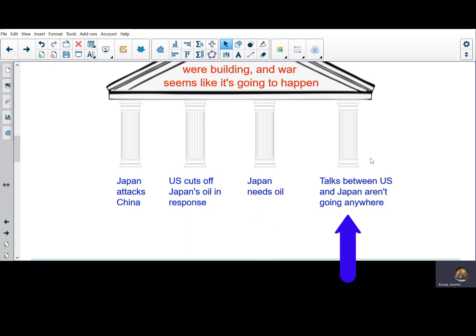Talks between the US and Japan aren't going anywhere. All of these little pillars go to support the idea we're not getting along and we're not seeing a happy ending out of it, which is still another way of phrasing the main idea.